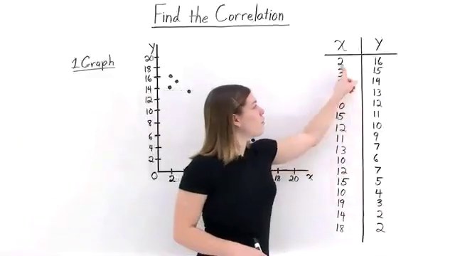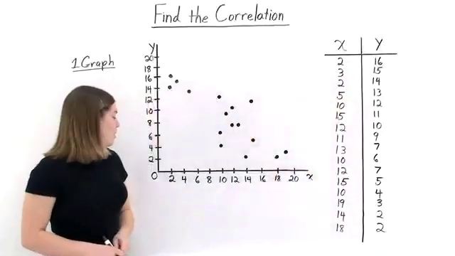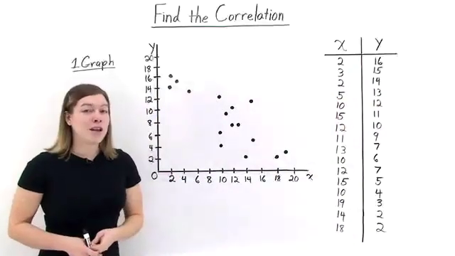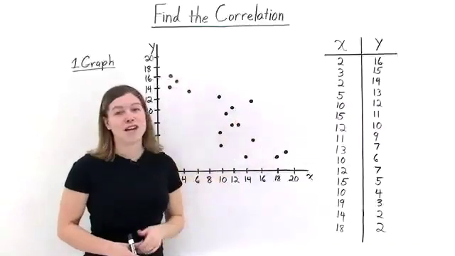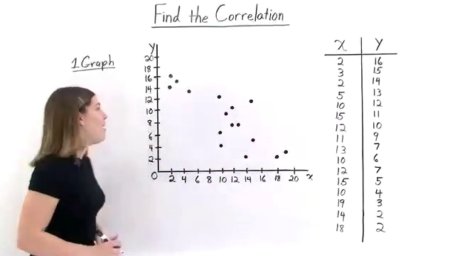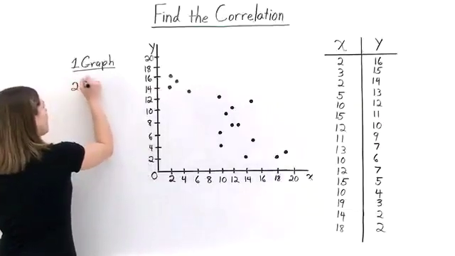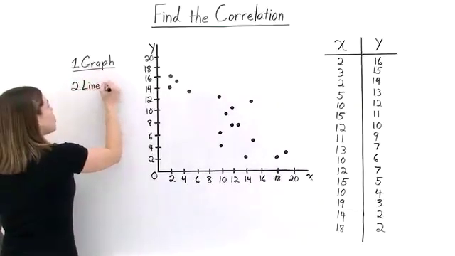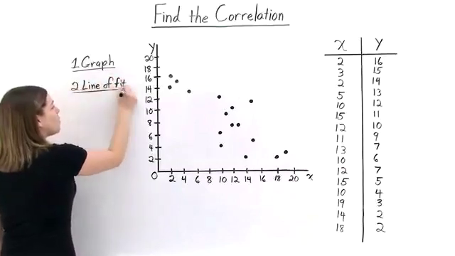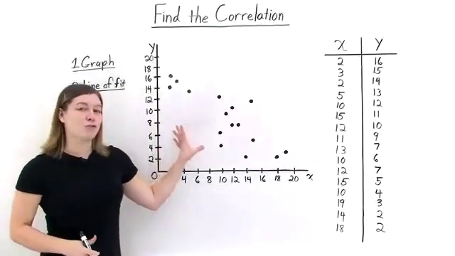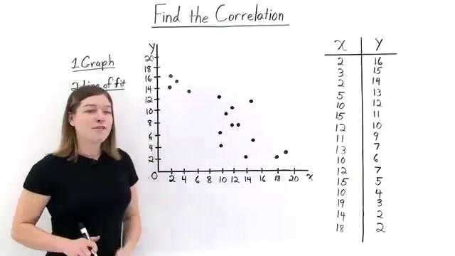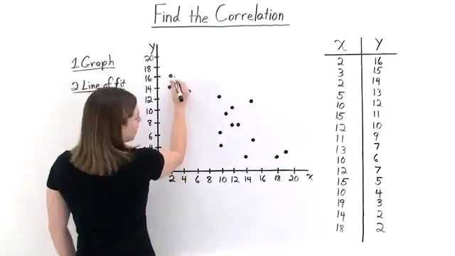So for the first one, we would have 2, 16. So we would plot 2, 16. Then we would repeat this process until we had all of our data graphed. This results in a scatter plot. Our second step after we plot our data is to determine the line of fit for the data. In other words, we want to find the line that best represents the relationship of this data. The line of fit for our data looks something like this.